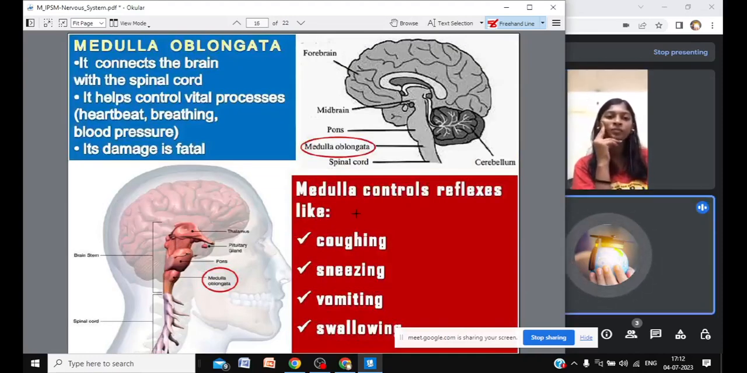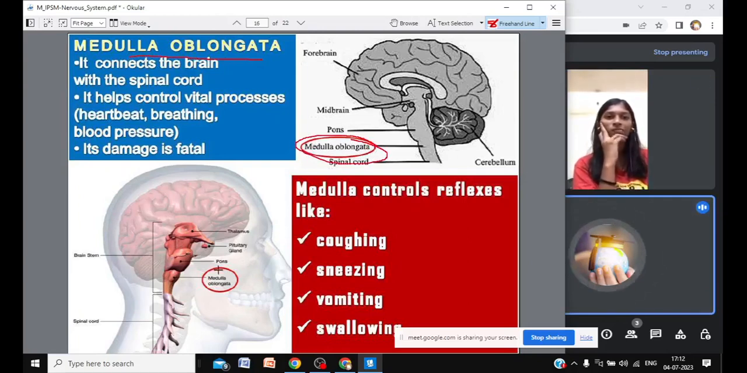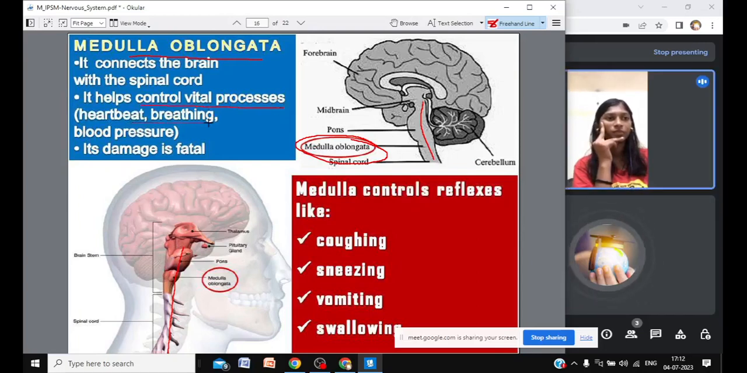Now this medulla oblongata, what was the other name we gave? Brain stem. So here we have marked medulla oblongata, and here there is the brain stem, which will continue to the spinal cord. The medulla oblongata connects the brain and the spinal cord and helps in controlling vital processes: heartbeat, breathing, blood pressure.